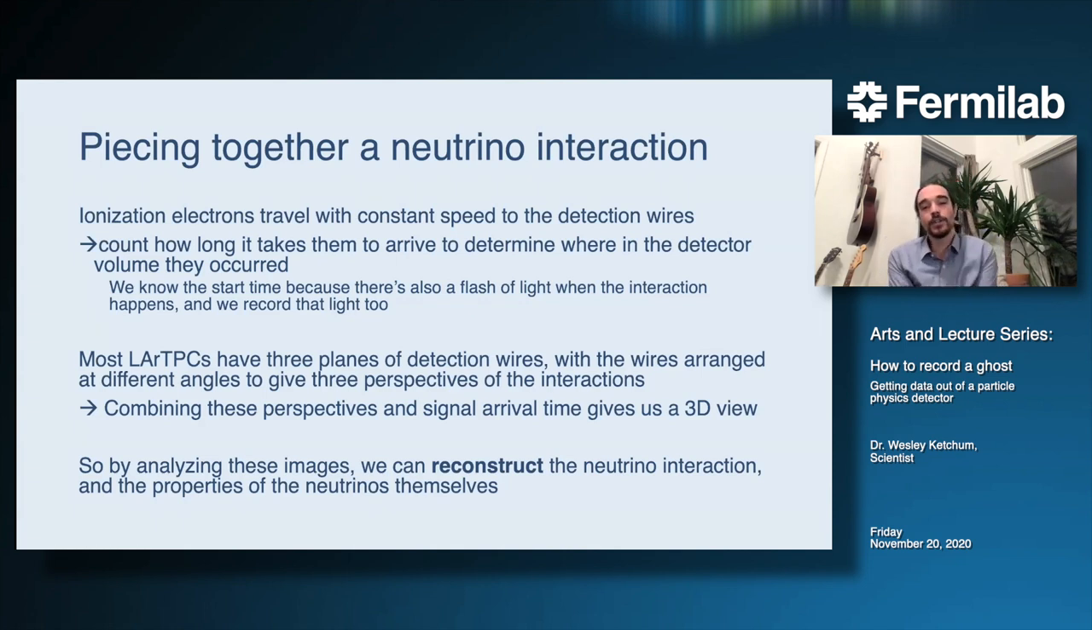Now, I mentioned earlier that MicroBooNE has these three planes of detection wires at different angles, and that's true of most liquid argon TPCs. What that does is it gives us a different perspective, a different angle to look at the interactions on. So we can combine those perspectives and that signal arrival time to give us a three-dimensional view of the interaction. And then we can reconstruct the full neutrino interaction and all the properties of the neutrinos themselves.